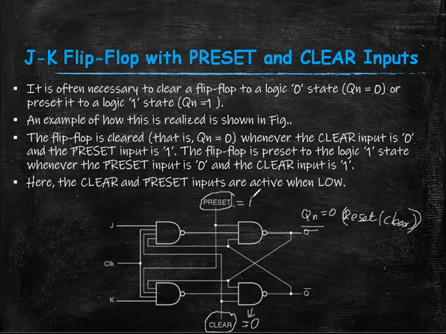And when the preset is low, what happens? When the preset is low and clear is high, then Qn must be equal to 1.